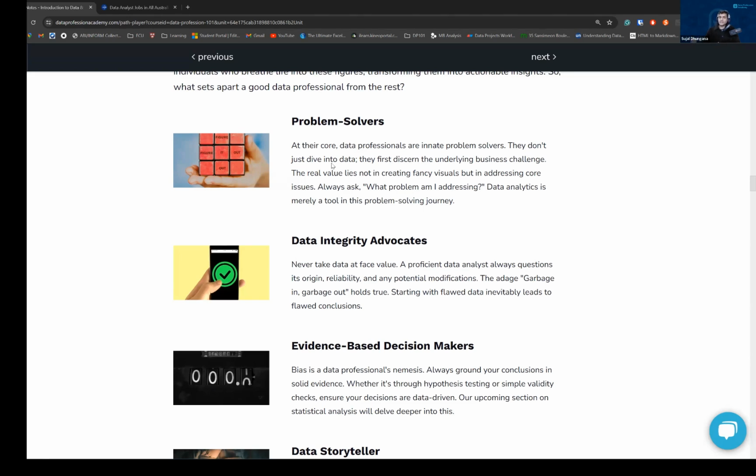They don't just dive into data. They first understand what the business challenge or business problem is. And the value always lies in solving the problem. The value doesn't come from a fancy graph or a dashboard. The value comes from solving a problem. And a good data analyst always knows that. They always try to understand what the business problem is and then build a solution for it. Always look at things from a problem-solving perspective. We're not here to just analyze, we're here to solve a problem.